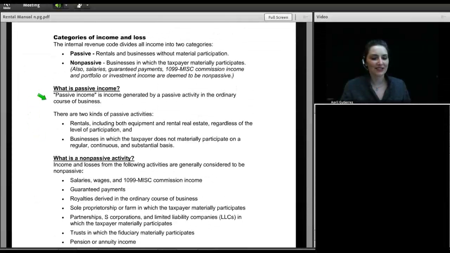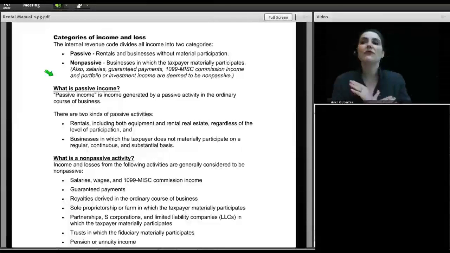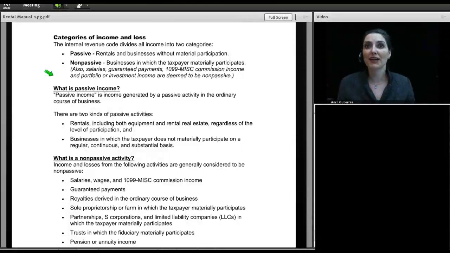Categories of income and loss. The Internal Revenue Code divides income into two categories: passive, which includes rental and businesses without material participation, and everything else. Non-passive includes businesses in which the taxpayer materially participates. It also includes salaries, guaranteed payments, 1099 miscellaneous compensation, and portfolio or investment income, which are deemed to be non-passive. So essentially, everything is non-passive except that which is passive. What's passive? Rental income and any business in which you do not materially participate.